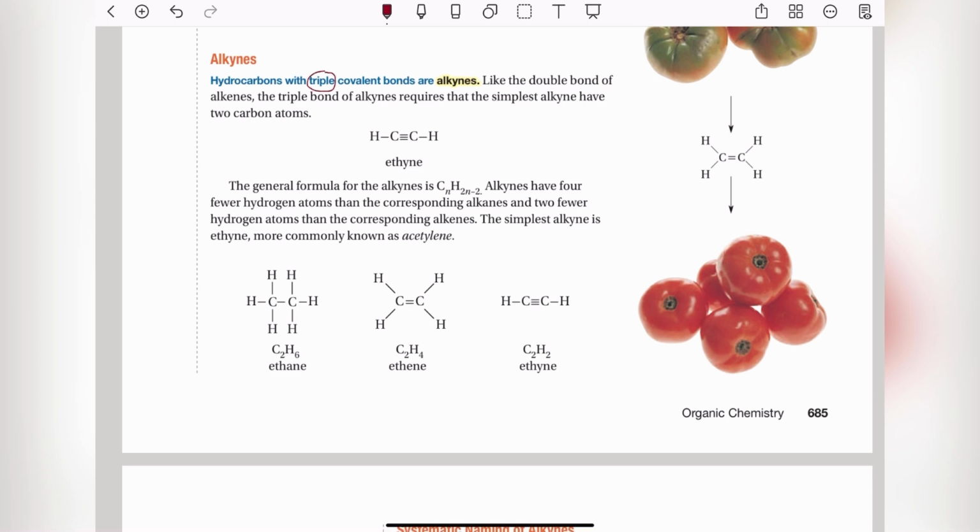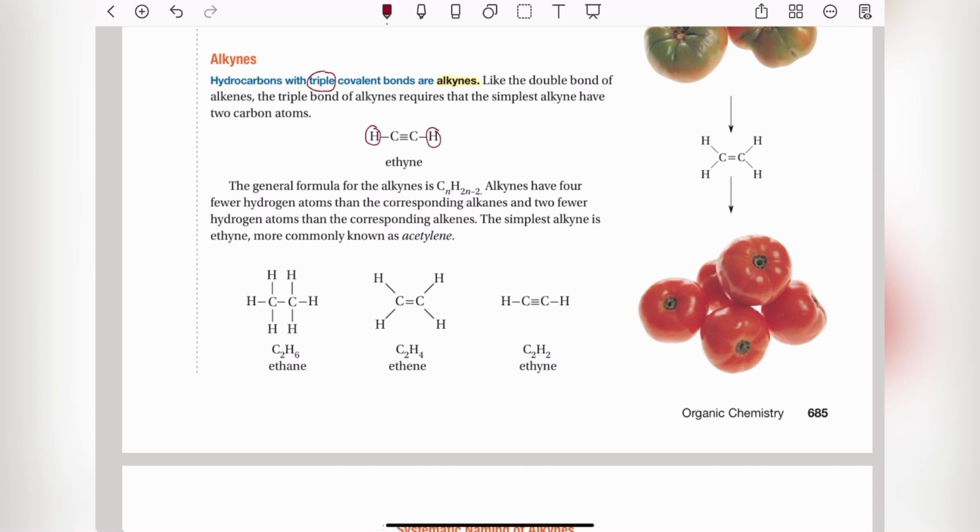So alkynes are hydrocarbons with triple covalent bonds here, and then there will be enough hydrogen atoms for each carbon atom to make each of the carbon atoms happy. So in this case, there's only one hydrogen atom for each carbon atom because every carbon atom needs 4 bonds.